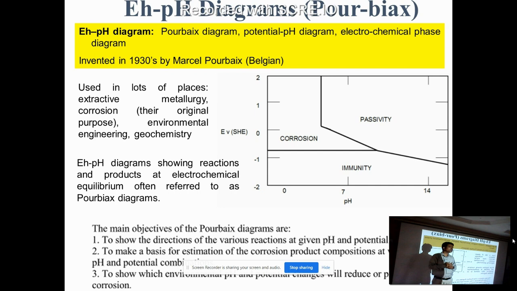We studied the Nernst equation yesterday. What is the Nernst equation? E equals E naught minus 2.303 RT by nF into log activity. What is activity? Concentration. Concentration means H plus ions, so H plus ions connect the pH to the potential E. So these lines obey the Nernst equation, and using the Nernst equation this diagram can be developed. All potential-pH diagrams, or electrochemical phase diagrams, are developed using the Nernst equation only. If you know the Nernst equation, this diagram can be built up, wherein potential is on the y and pH on the x. So those are the characteristics.